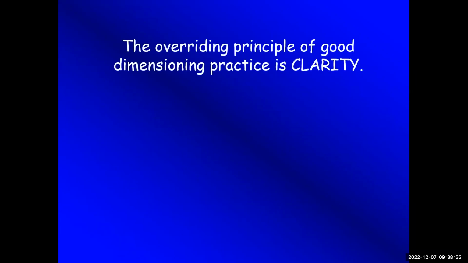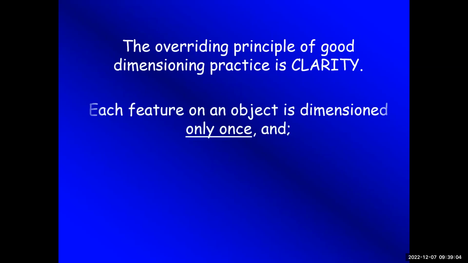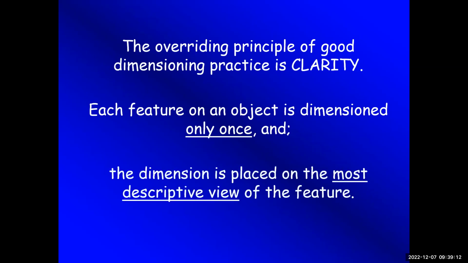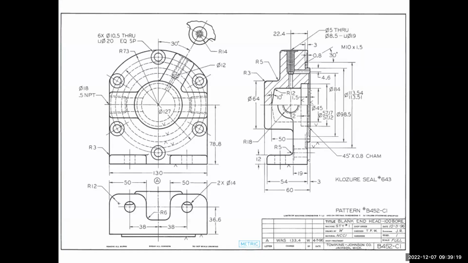I am going to see if I can turn the sound effect off. Just don't know about that. Anyway, our whole goal is clarity. Each feature in the object needs to be dimensioned only once. So don't repeat dimensions on each view, only provide it once. The dimension is placed on the most descriptive view of the feature. I'll show you some examples of that.